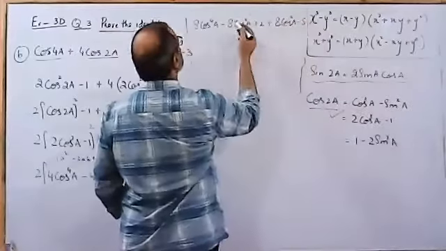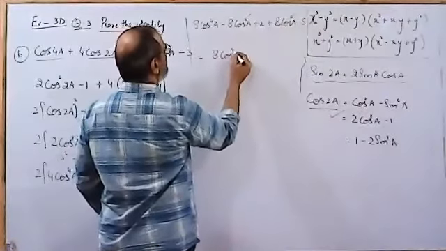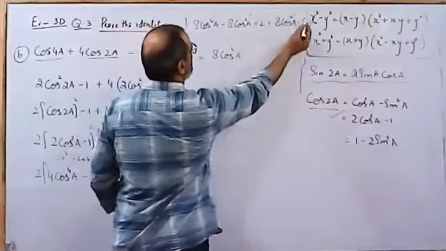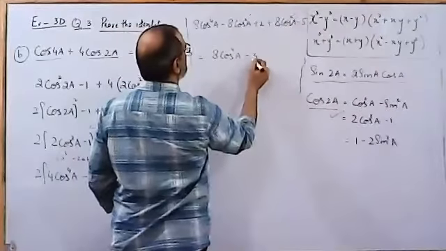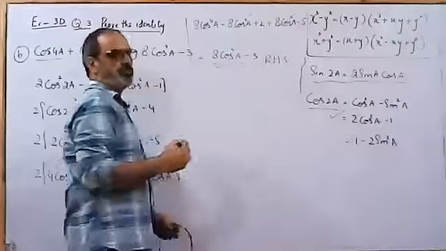These two terms get cancelled. We're left with 8 cos 4a plus 2 and minus 5 gives me minus 3. That is the right hand side. Identity is proved.